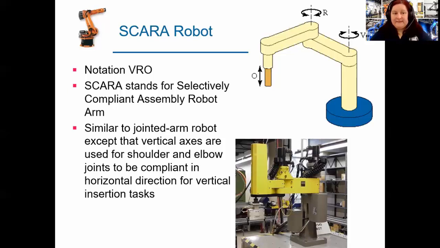It stands for Selectively Compliant Assembly Robot Arm, and it's very typical in many of the industrial packaging applications. So this one is similar to a joint arm robot, except that vertical axes are used for the shoulder and elbow joint to be compliant in the horizontal direction for vertical insertion tasks. Can you imagine if we would work like this? The arms are at the same level and we're trying not to move on the other one. Something like that would be mostly our SCARA robot.